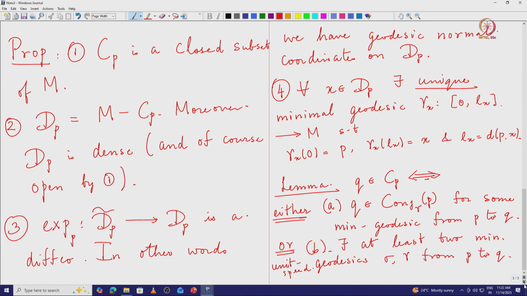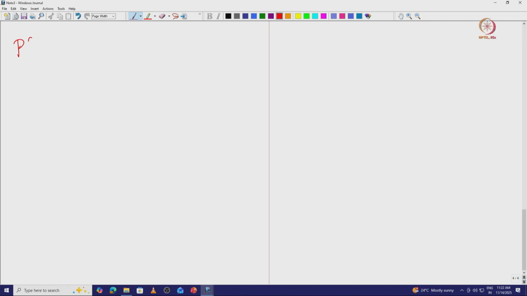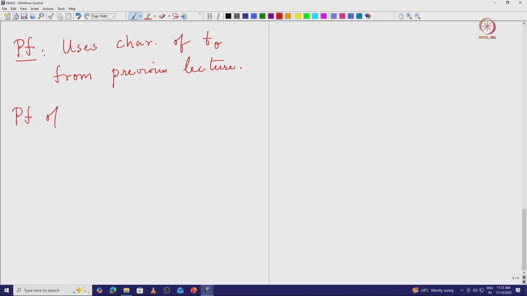So I will leave the proof as an exercise because the proof uses the characterization of the cut point from the previous lecture. Again, this is a good exercise to try to use that to prove this lemma. I am going to let you work that out, and this is a highly recommended exercise in order for you to make sure that you really understand what is happening with these cut times and so on. So let me move straight to proving the proposition.